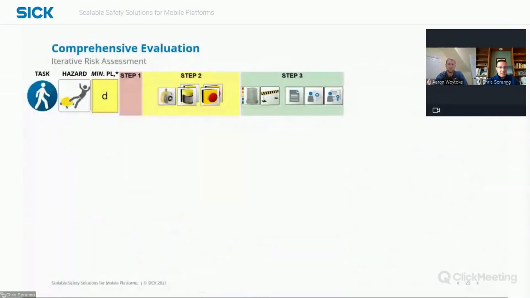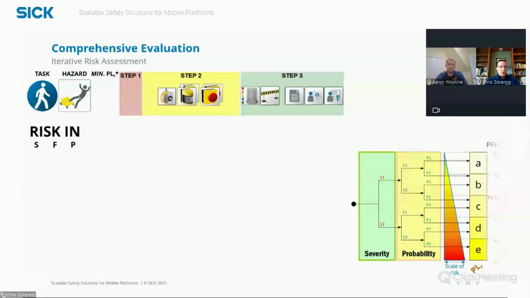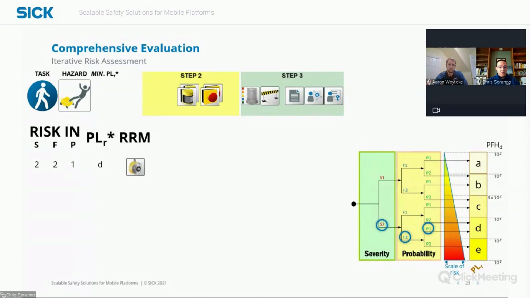So if we look at this specific one and apply the iterative approach, we start by evaluating the risk, right? Like we did before. We're questioning if PLD is really required. So our initial risk, as we said earlier, severity was high, frequency was high, probability was high. We have no step one measures. So we go to step two. This is where performance level is applied. This says the required performance level for the first measure applied is performance level D. The first risk reduction measure we're applying is performing the safety function of speed limiting through monitoring features.